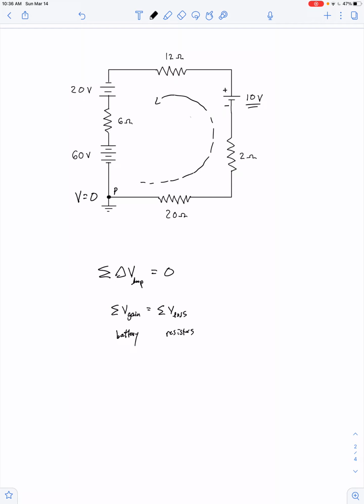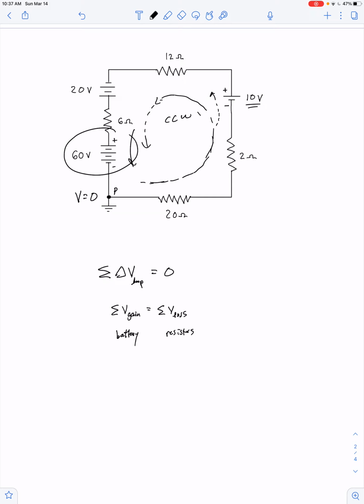Of course, that sounds like a gain, right? To go from negative to positive is a gain. However, eventually, as I continue tracing around counterclockwise, I'm going to get to this 60-volt battery, and I'm going to encounter it from its positive terminal toward its negative terminal, right? And that sounds like a voltage loss.